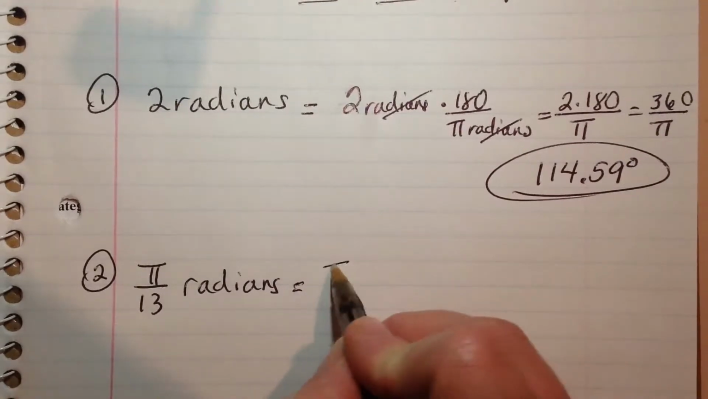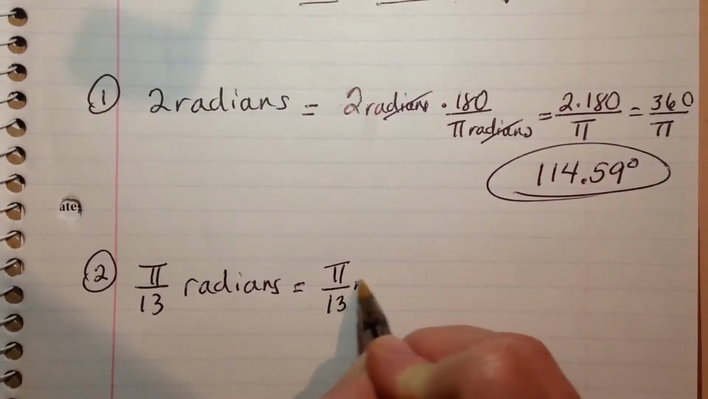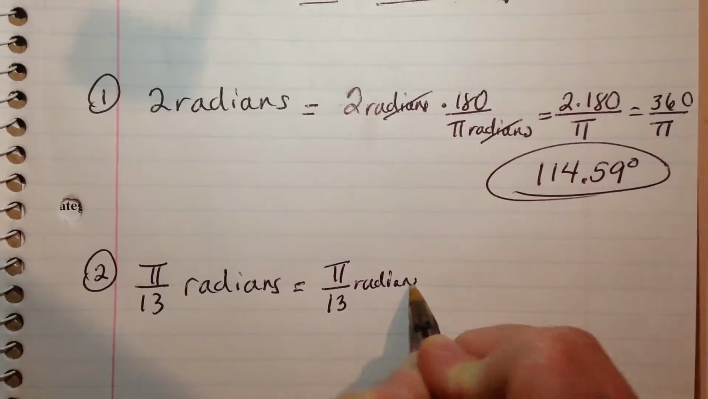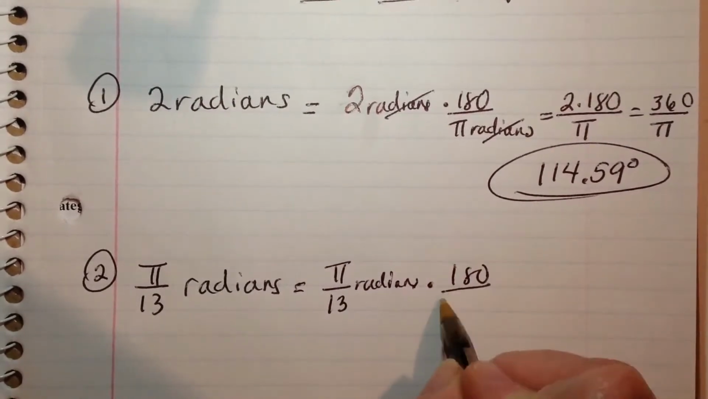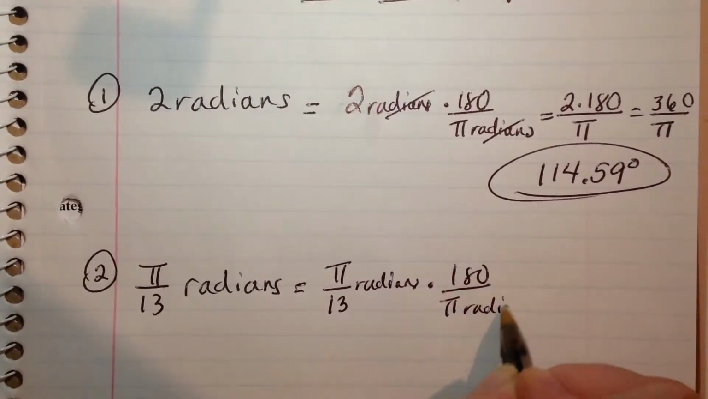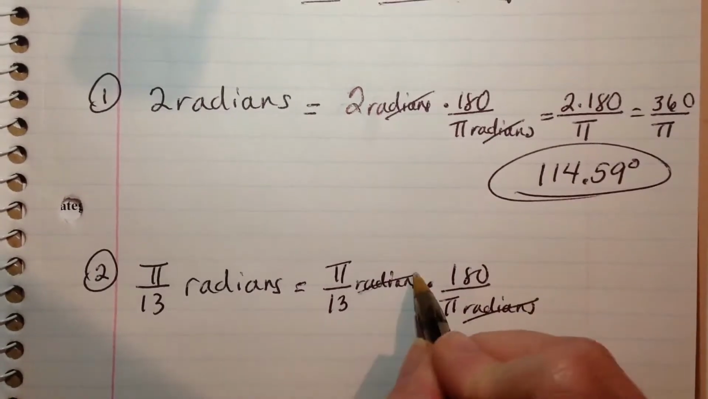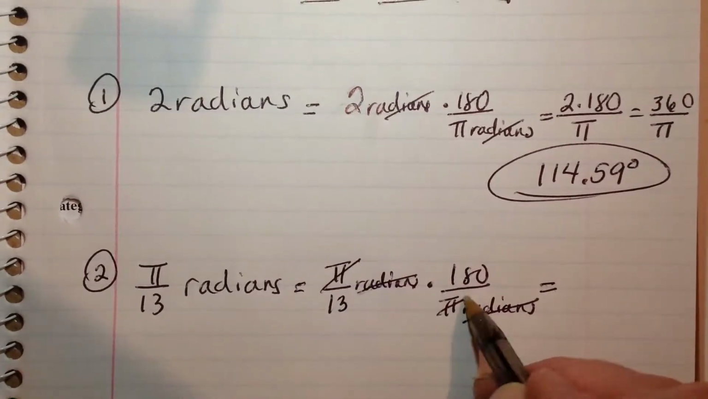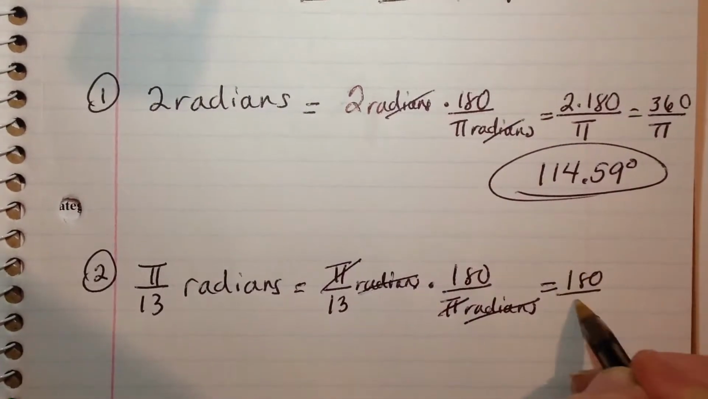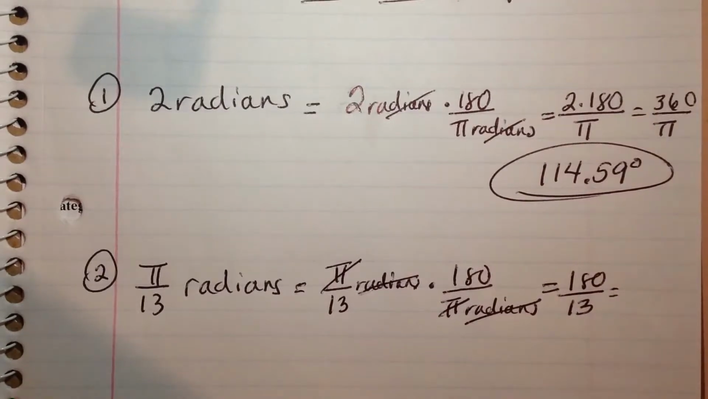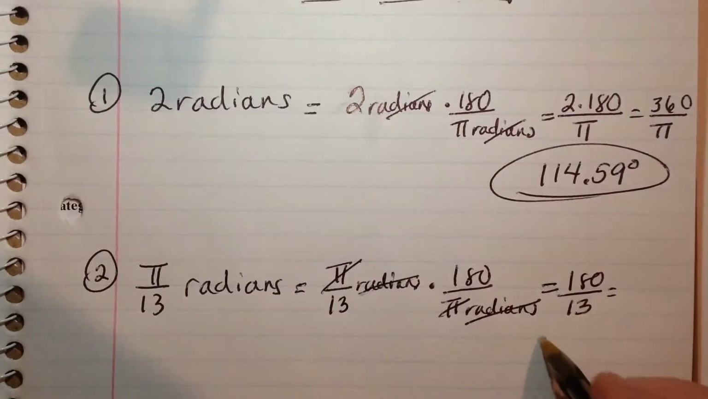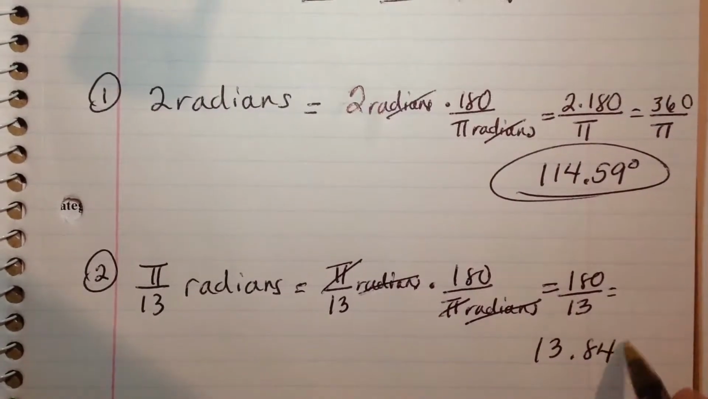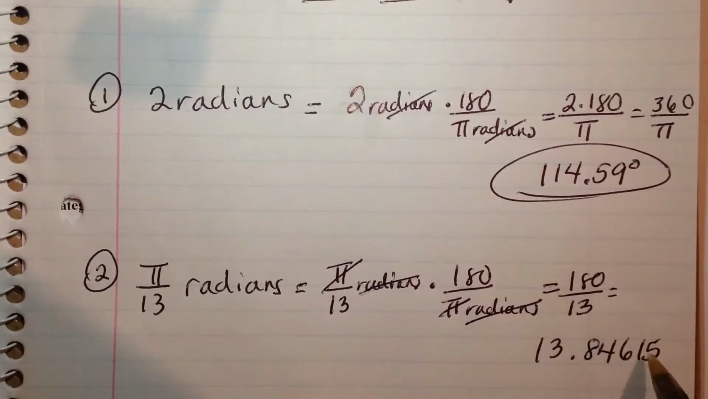So we have pi divided by 13 radians times 180 divided by pi radians. The radians cancel, and actually the pi's cancel. So we have 180 divided by 13. So punch in your calculator 180 divided by 13. I end up with 13.84615 and a few more numbers.